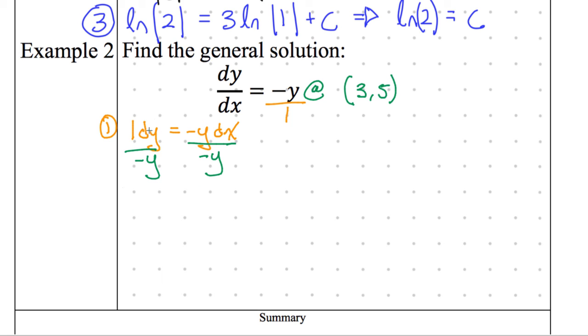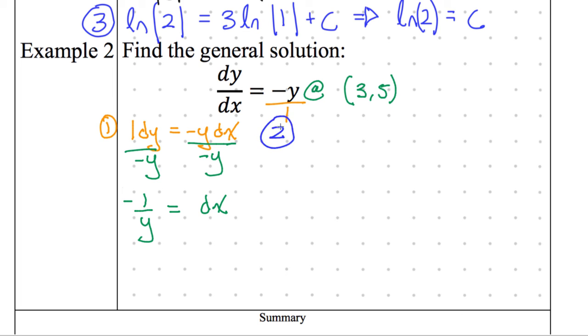And just as a way of making sure that we're always the same, especially if you plan on doing step 4, try to make it so that the y's are on the left-hand side. So what do I have on the left-hand side? Negative 1 over y and dx. Perfect. So that was all step 1.